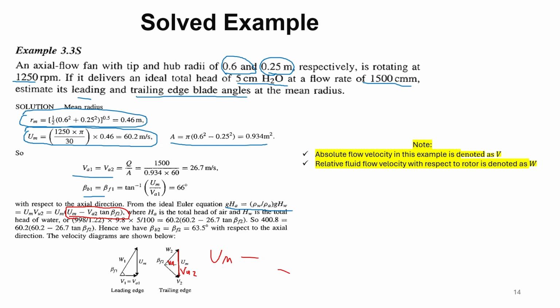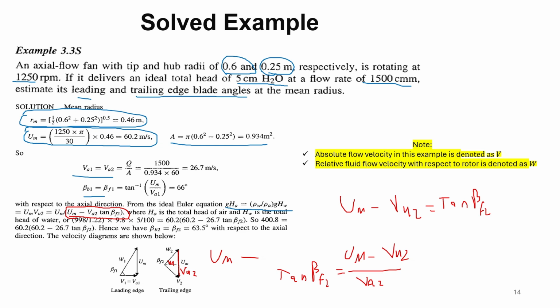Now remember, this is tan beta fluid 2. How much is it? Opposite over adjacent. What is the opposite here? Basically the opposite is minus V_u2, over the adjacent, which is the axial flow velocity at the trailing edge. So you get minus V_u2 equal to tan beta fluid 2 times the axial flow velocity at the trailing edge.